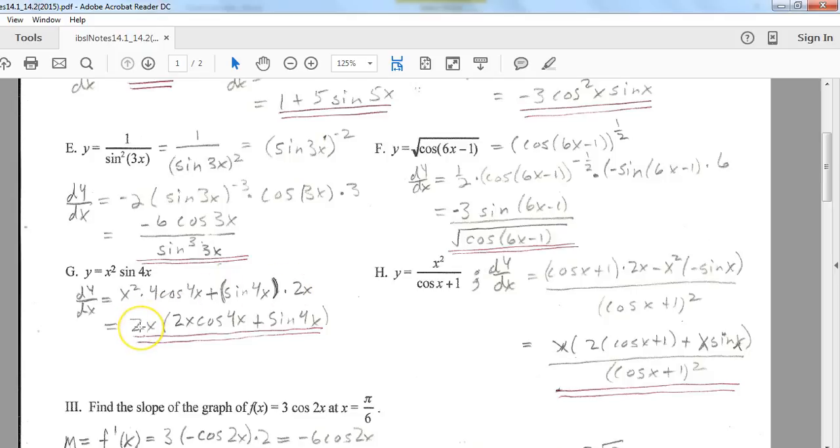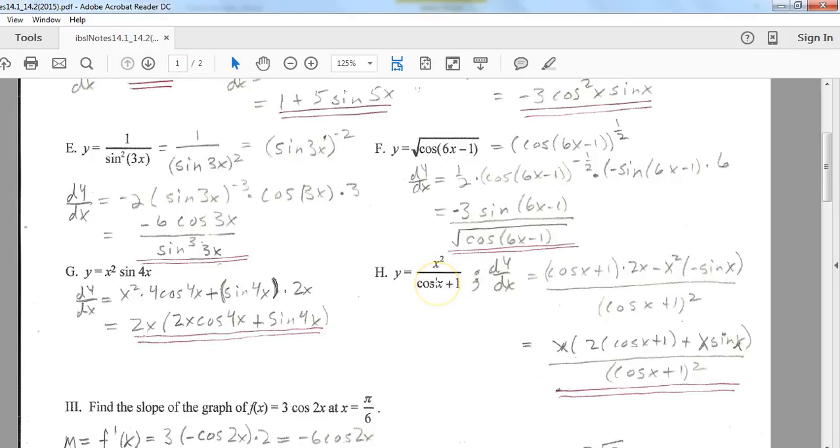You can factor out the 2x, but it's arguable that this is not necessarily simpler than what we have right here. And so you could probably have just kept it at this stage, but you do want to simplify as much as you can if there is something to simplify.